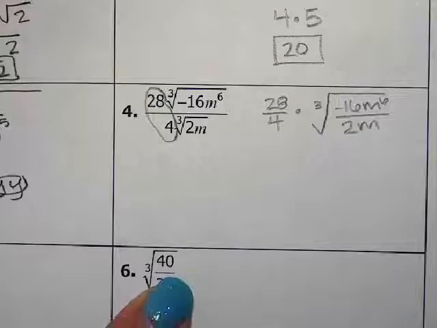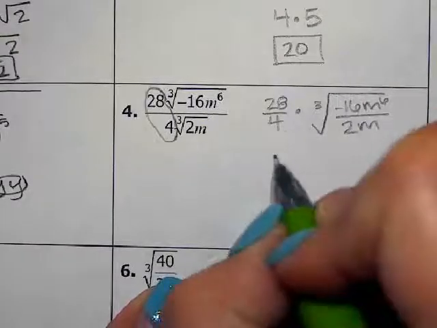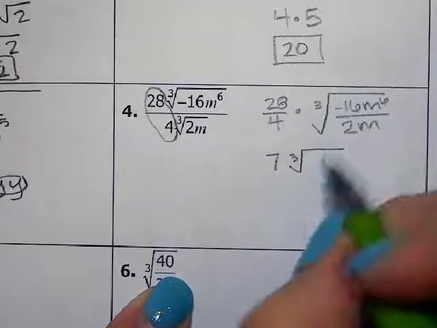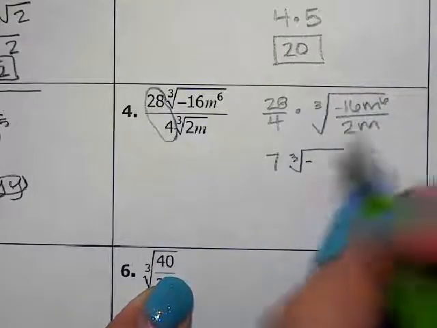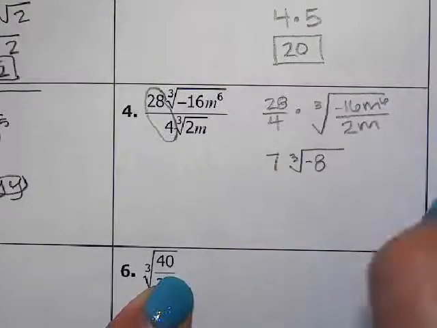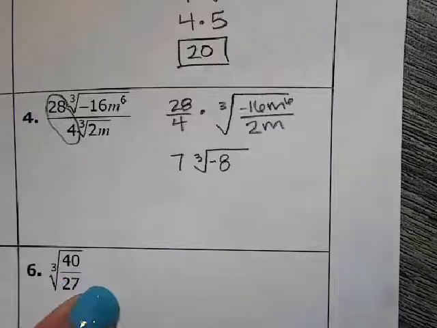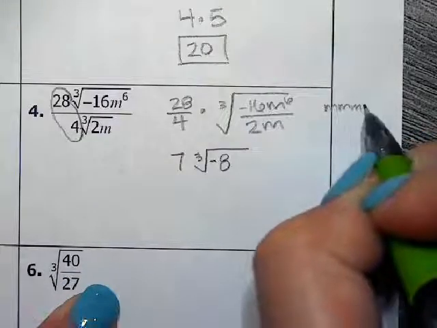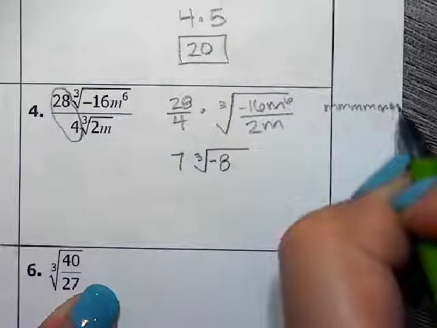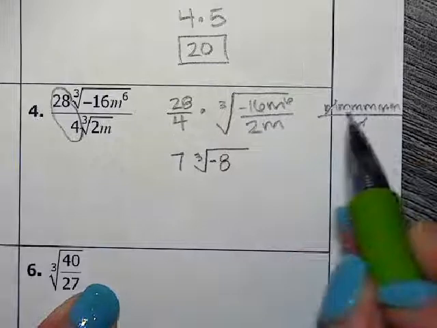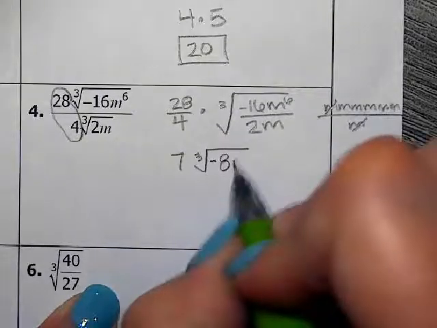Okay, so 28 divided by 4 is 7. I do have the negative. 16 divided by 2 I know is 8. M to the 6th divided by m. I've got 1, 2, 3, 4, 5, 6, 1. So that leaves me 5 m's on top, so m to the 5th.